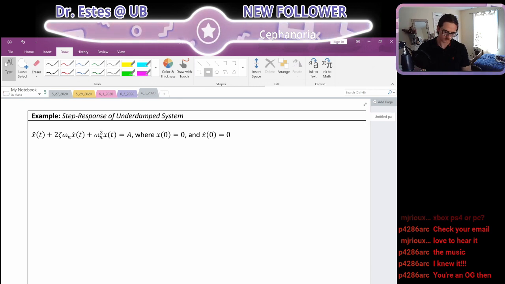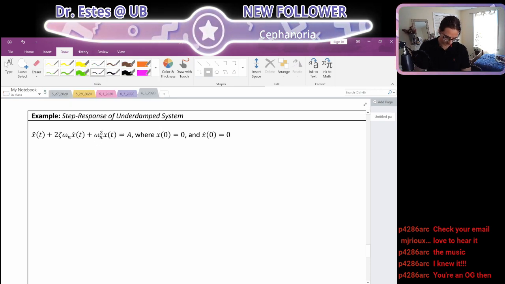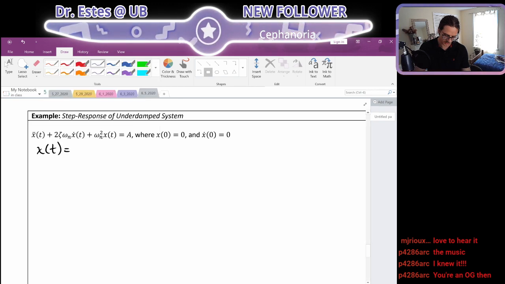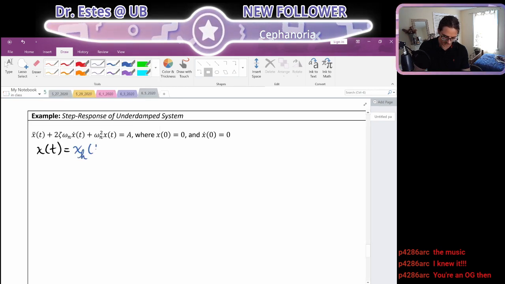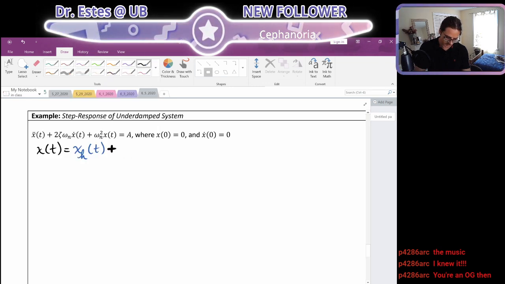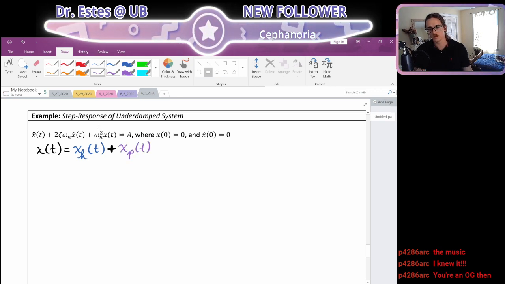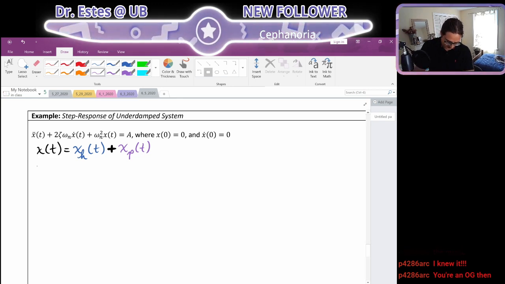Okay. So I'm going to start. So let's break this down real nice. X of t is going to be a combination of a homogeneous part and a particular part. And I want to start with the particular part of the solution. That's how I like to start these problems.